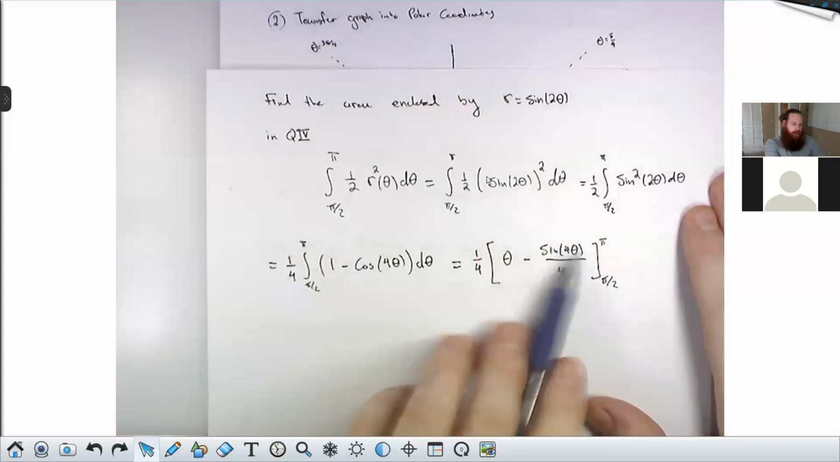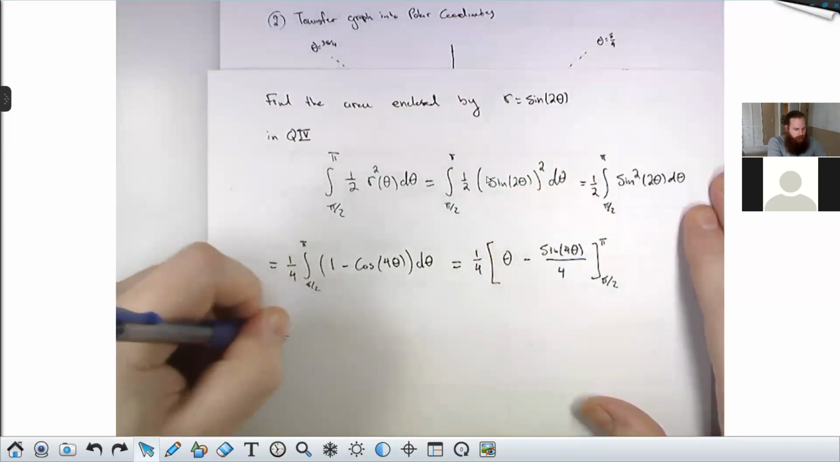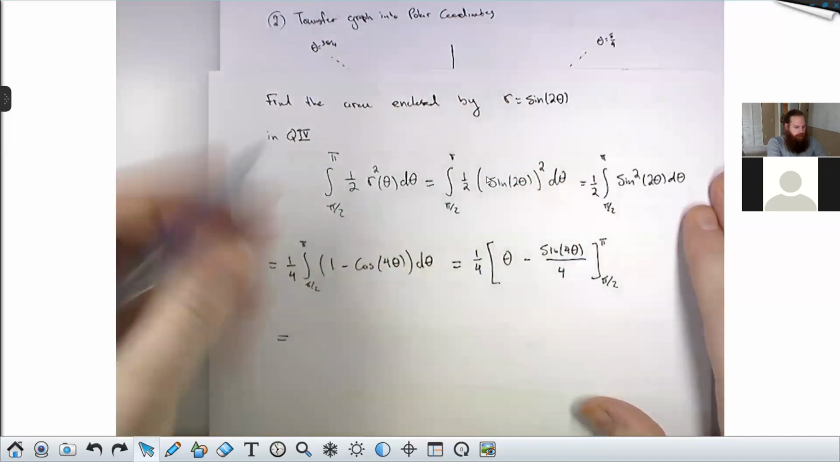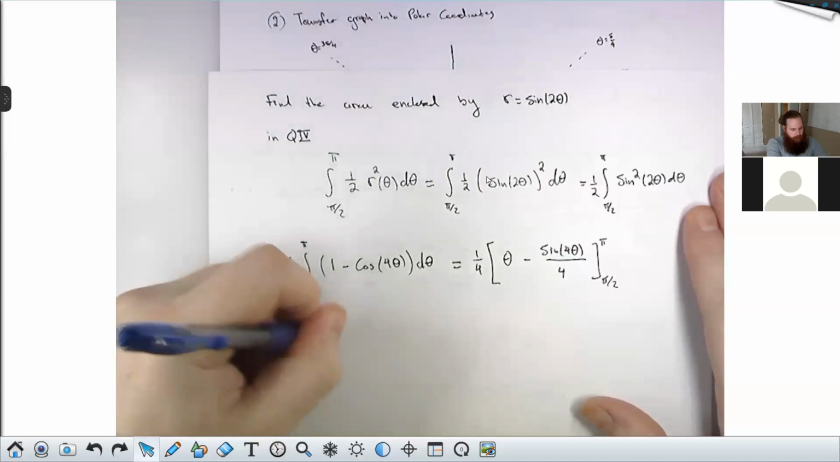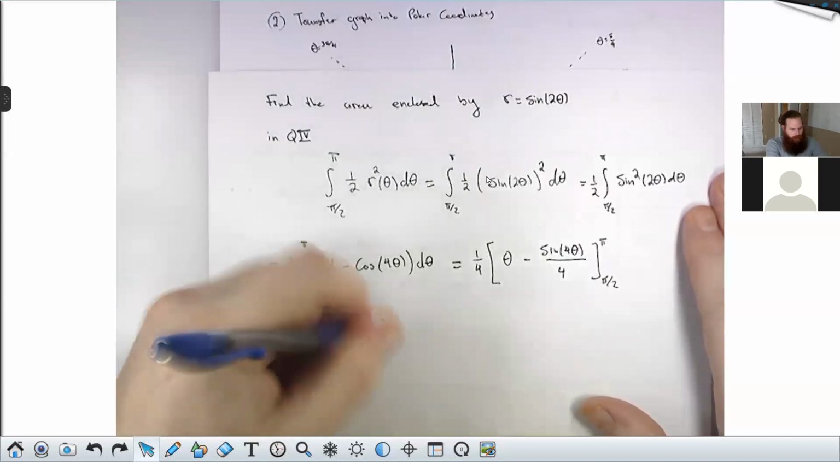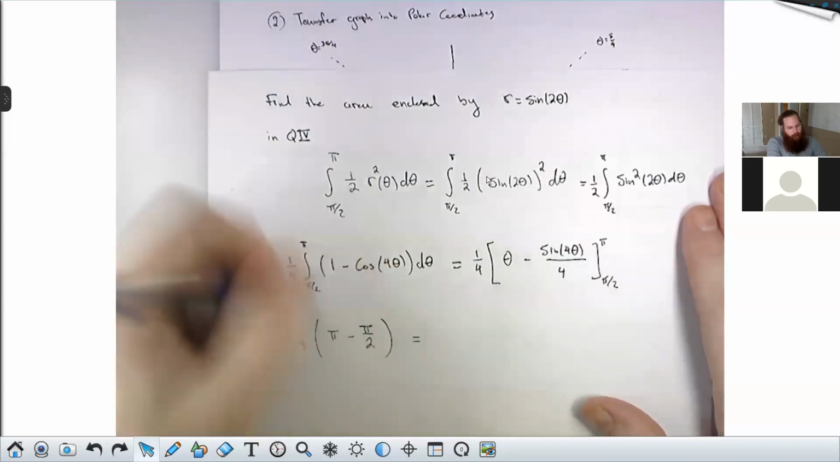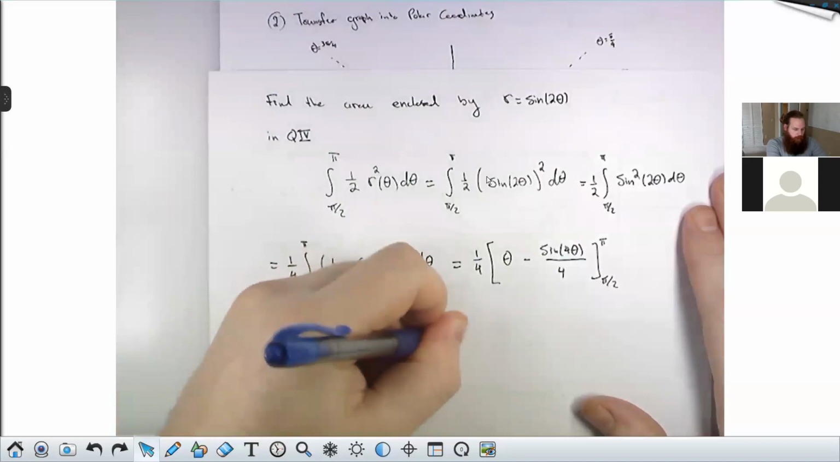If I plug pi in, the sine of 4 pi is 0. If I plug pi over 2 in, the sine of 4 times pi over 2, which is the sine of 2 pi, is also 0. So the only contribution comes from the theta piece here. And that's going to be pi minus pi over 2. Pi minus pi over 2 is pi over 2. 1/4 times pi over 2 is pi over 8.